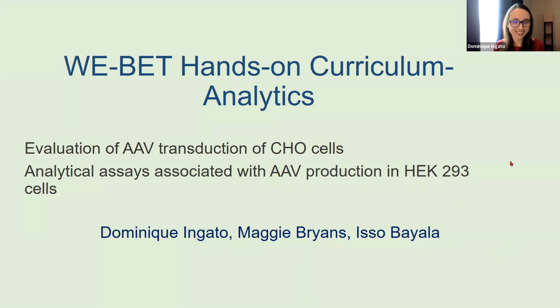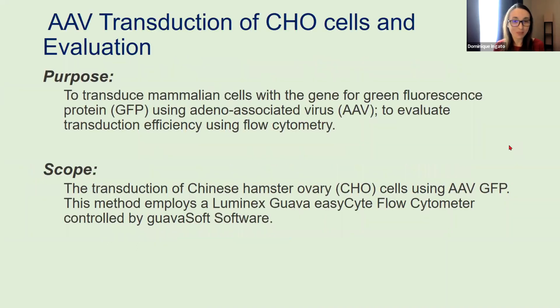We can go ahead to the next slide, and I'll talk a little bit about the experiment that I developed as part of this project. For this experiment, we were transducing CHO cells to express green fluorescent protein using AAV. And in order to assess this, we use flow cytometry, which is a really crucial skill that students should be at least learning about to some extent, and in the best case, have hands-on experience with.